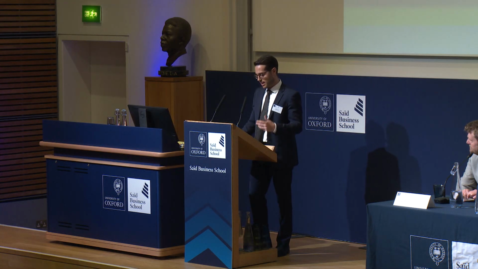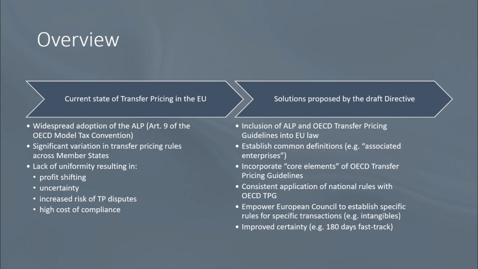And you might be wondering, why is the European Union introducing a transfer pricing directive if there is already a widespread adoption of the arm's length principle across the member states? Now, that's true. However, the arm's length principle, as per Article 9 of the Model Tax Treaty, is not defining transfer pricing rules in detail, and therefore the way the different member states are applying the rules can be very different across the different jurisdictions. And that is obviously resulting in a lack of uniformity.